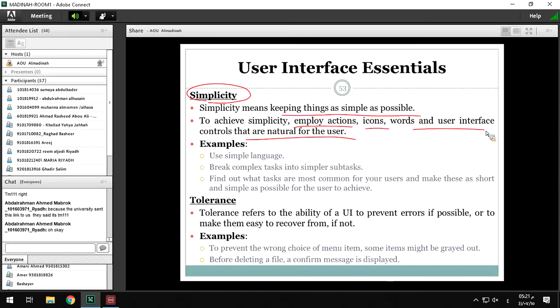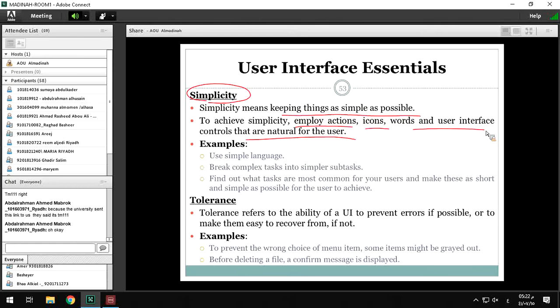Like for example, we see that some websites are giving different languages. You can use the website in Arabic, in English, or in French, right? So making things simple for the users. The user must not feel something hard to use that application or website or program. So things should be kept as simple as possible.